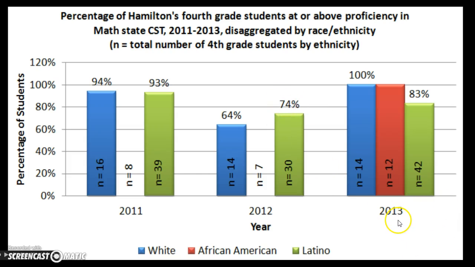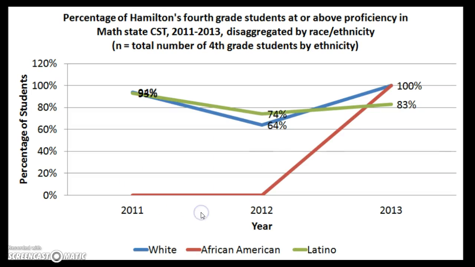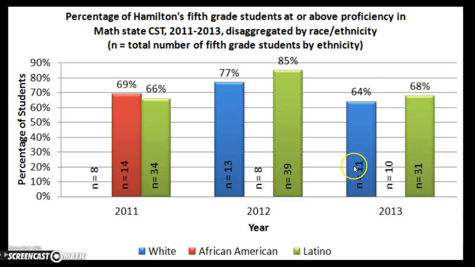In 2013, there's still a gap between the white students and then the Latino. But in 2011 and 2012, we see that the achievement gap was closed. Here we go. They are meeting. Here the green line is higher than the blue line to show that the Latino students are outperforming, but we go back to the gap in 2013.